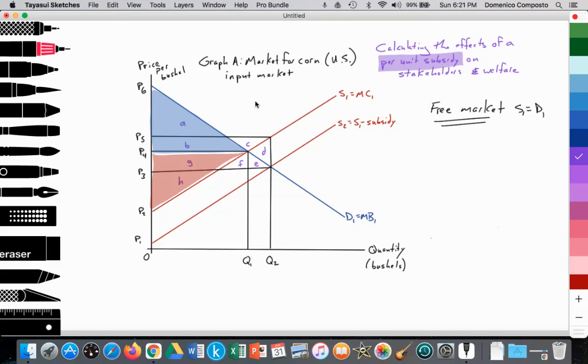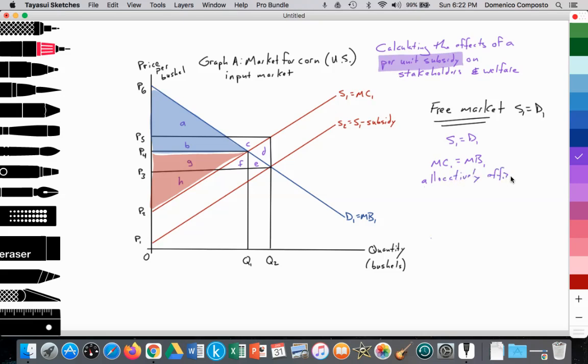Now, in the free market where S1 equals D1, we want to remember that the supply curve is equal to our marginal cost and our demand curve is equal to our marginal benefit. So in the free market where S1 equals D1, we see that the marginal costs of production are equal to the marginal benefit to the household, or in this case, to the firm that's consuming the input. Thus, it is allocatively efficient.